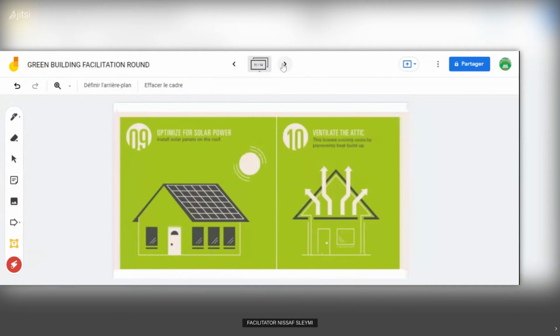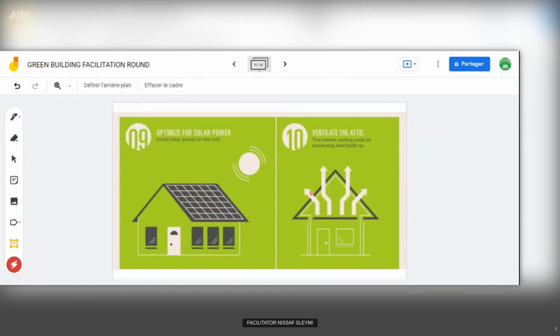And now we will conclude with the last steps. Step number 9, we have to optimize your solar power by using solar panels and protecting your windows.